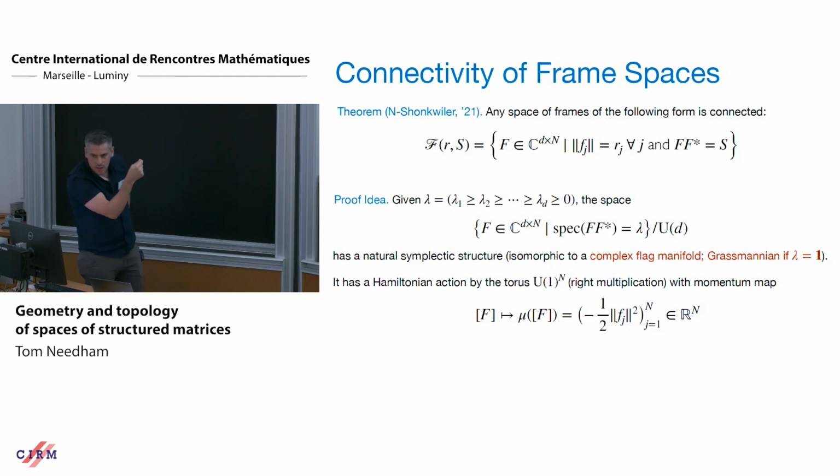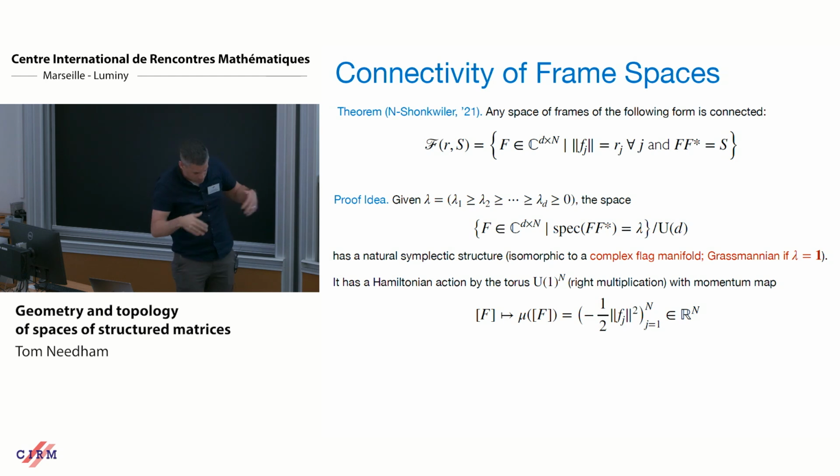So that's Hamiltonian. Hamiltonian just means a momentum map exists, essentially. The momentum map, in this case, takes my UD orbit of a matrix and sends it to this collection of column norms squared. Just from this very intuitive perspective, that's a conserved quantity of this right multiplication action.